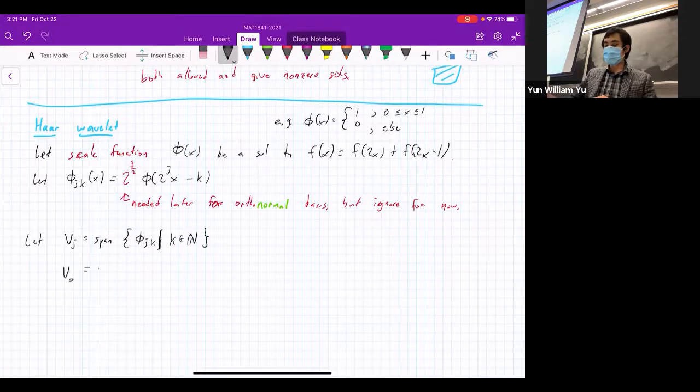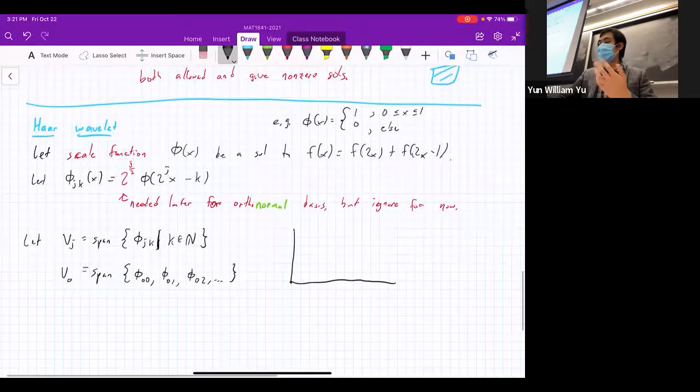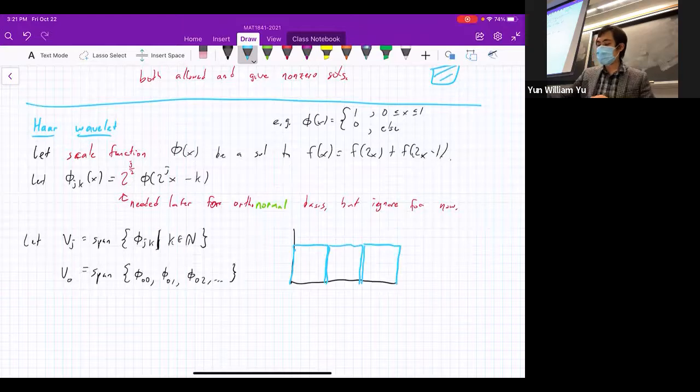So something like V naught is equal to the span of phi 0,0, phi 0,1, phi 0,2, and so on. And when you draw this out, if we're going to use our basic function again, this is going to look something like this. So this one here is phi 0,0. This is phi 0,1. This is phi 0,2. Because you're just translating them over.